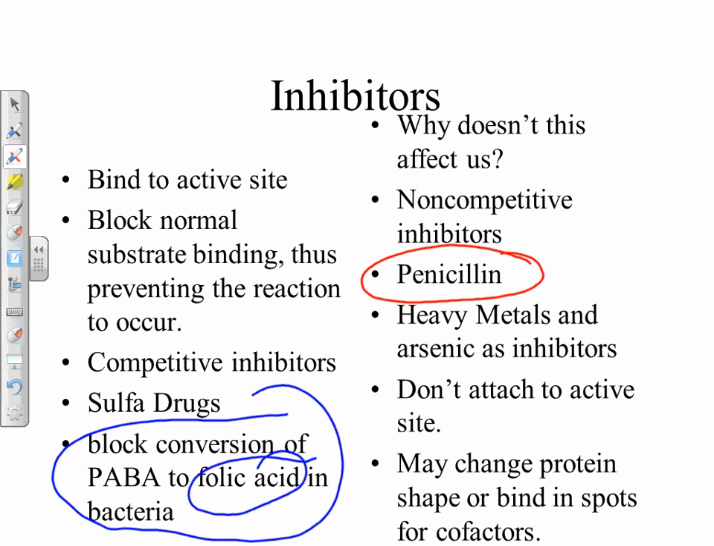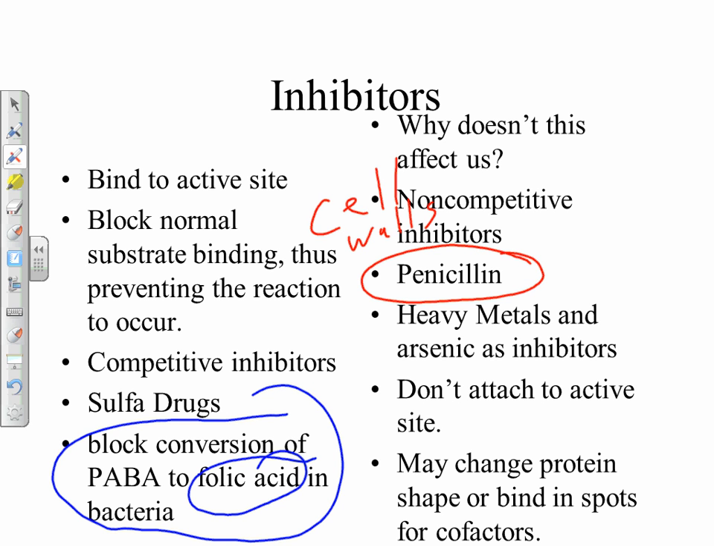We know that penicillin is an antibiotic. We know it stops bacteria from reproducing. But what you may not know, does anybody know what kind of enzymes in bacteria it inhibits? Most antibiotics actually do this. Most antibiotics inhibit enzymes related to making cell walls.